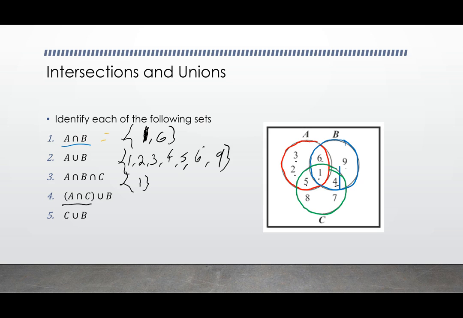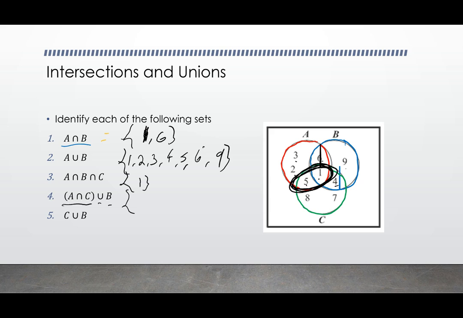The overlapped region between red and green is right here. It's the 1 and the 5. I'm going to circle that in black so you can really see it there. That is A intersect C, because that's the overlapped region where A and C are. And then it says union B.